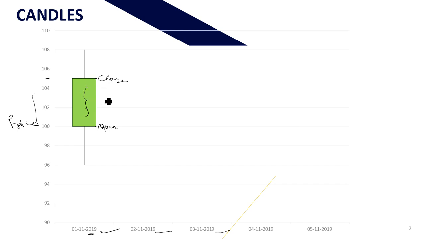Between 9:15 to 3:30 pm, the price went to the highest point of 108, which is given by this upper wick. Between 9:15 to 3:30 pm, the price touched the lowest point of 96, which is again given by this lower wick. We can call this wick, we can call this shadow, we can call this tail, but I call it wick.